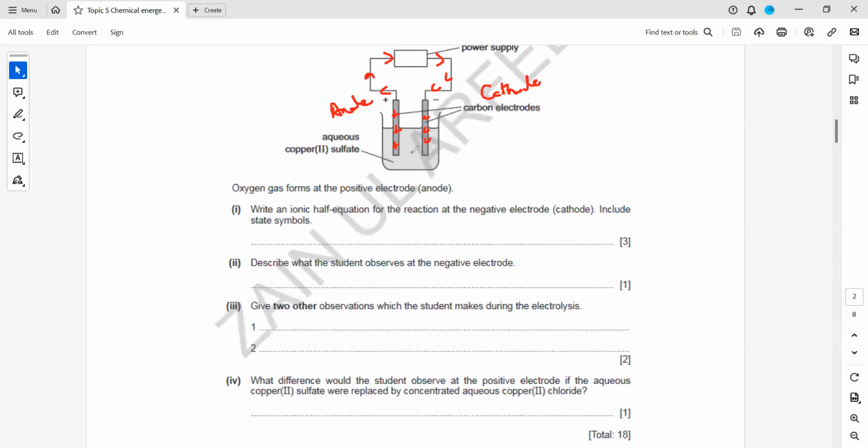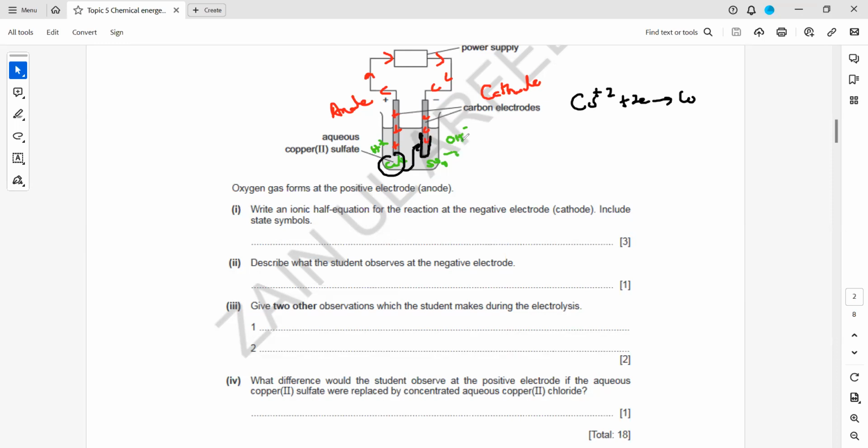The electrolyte contains ions: it contains copper ion, sulfate ion, hydrogen ion and hydroxide ion. What will happen? Because it's a carbon electrode, the less reactive ion will move. Copper is less reactive, so copper will move towards the cathode. The equation for copper is: copper ion gains electrons and turns into copper atom, which will stick to the cathode, and the cathode size will increase.